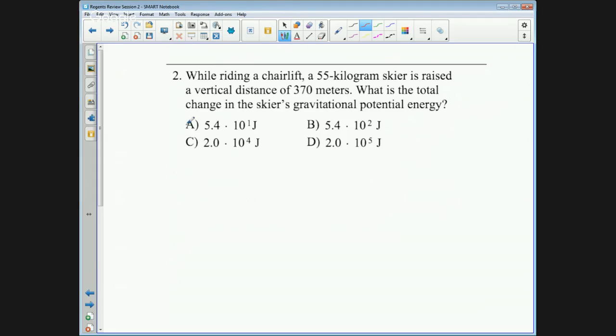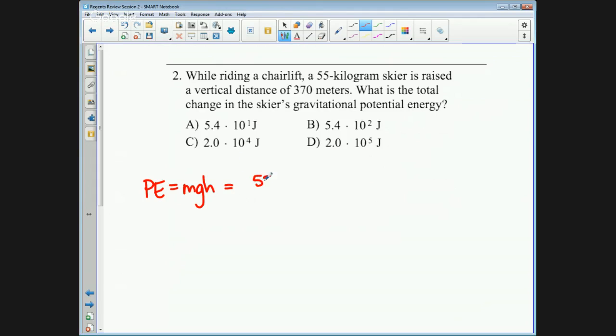For number 2, it says while riding a chairlift, a 55-kilogram skier is raised a vertical distance of 370 meters. What is the total change in the skier's gravitational potential energy? Gravitational potential energy equals mass times the acceleration due to gravity times the height. We plug in our values here.